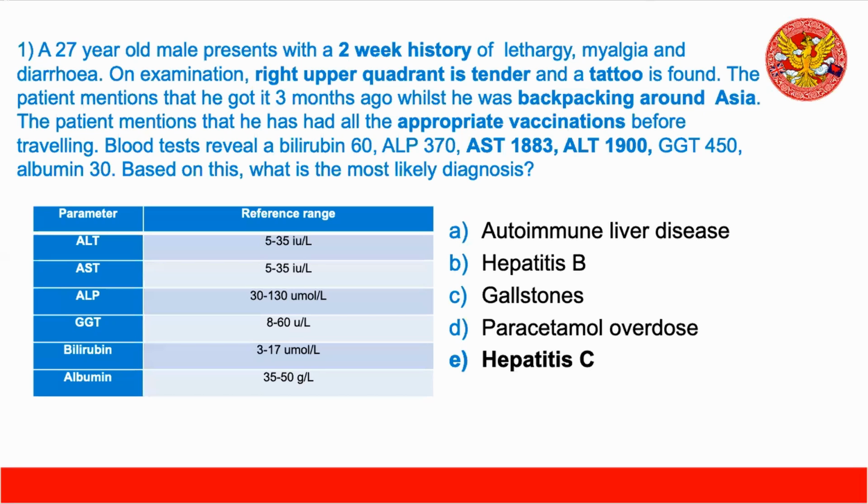And because he's had a tattoo whilst backpacking around Asia, it could be suggestive of hepatitis B or hepatitis C. I was a bit mean and said he's had all the appropriate vaccinations before traveling, and there is actually a prophylactic vaccination you can take for hepatitis B, but that doesn't exist for hepatitis C, and so the most likely diagnosis would be hepatitis C.